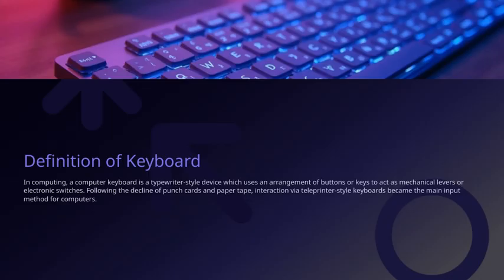But as technology evolved, these methods declined in popularity. Instead, interaction through teleprinter-style keyboards emerged as the primary way we input information into computers. This shift marked a significant change in how humans and machines communicate, moving toward more direct and efficient methods. So, in the bigger picture of understanding computer interfaces, knowing what a keyboard is and its evolution helps us appreciate how user input has become more intuitive and accessible over time.